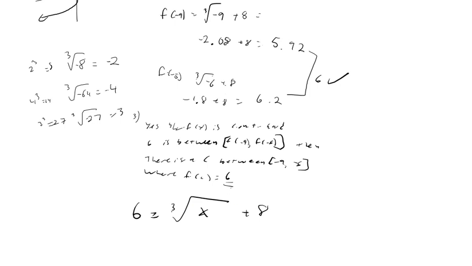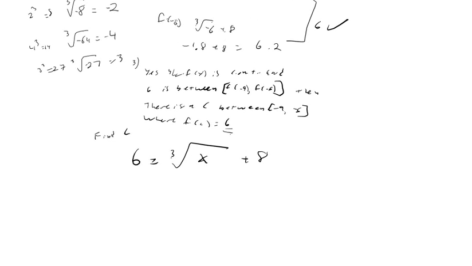So when you find C, plug in f(c), right, this is your 6, equals this number, and then you're just solving for x. Minus 8, cancel those. Not cancel, but like cancel the 8s. This is -2 equals the cube root of x.